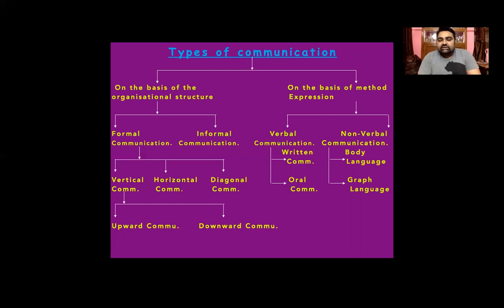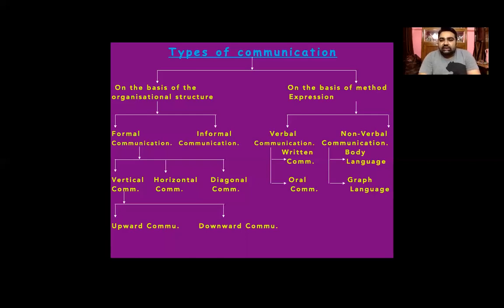Informal communication is the communication which we do with our blood relations, with our friends or with our family members. There are three types of communication divided according to the direction of the flow. The first one is vertical communication, where messages flow from higher authorities to lower authorities, or from lower authorities to the higher authorities of the organization or any school or college.